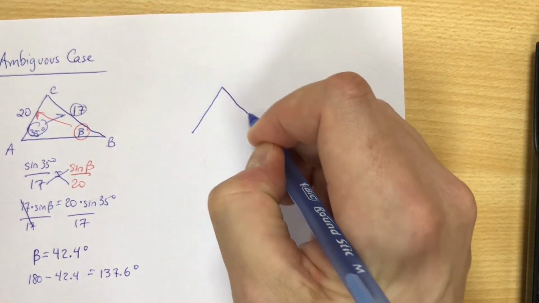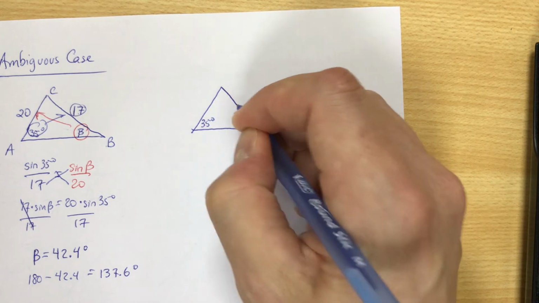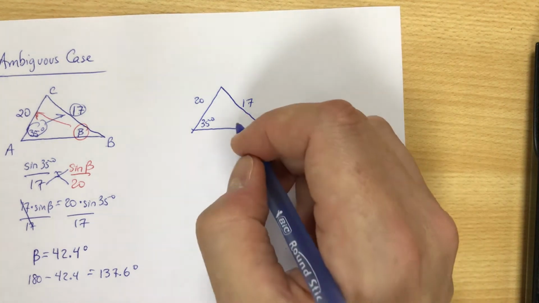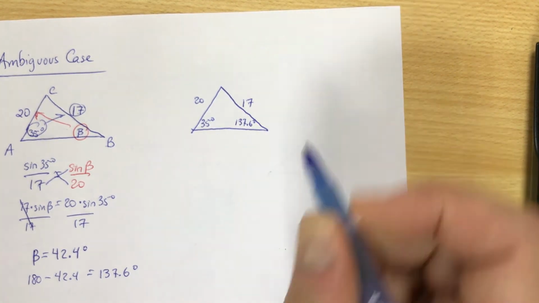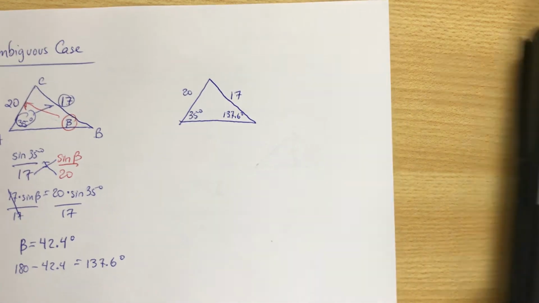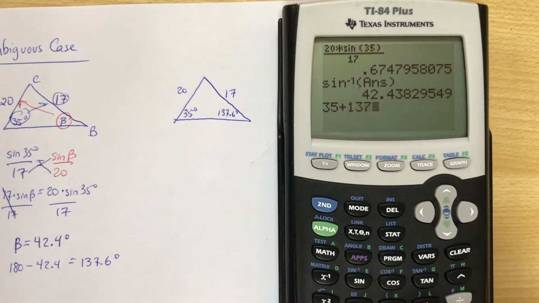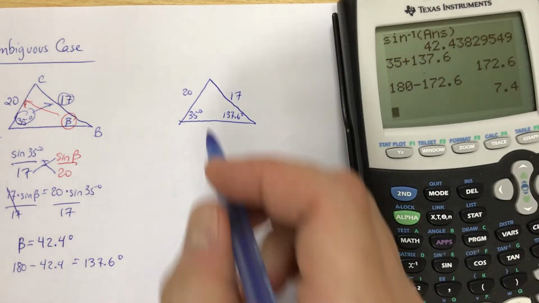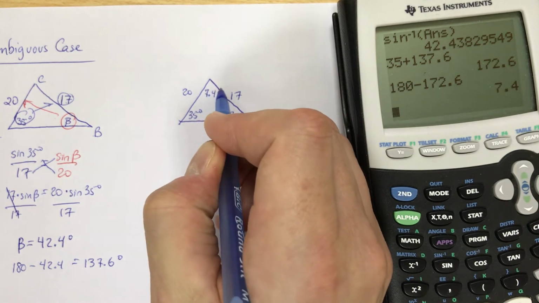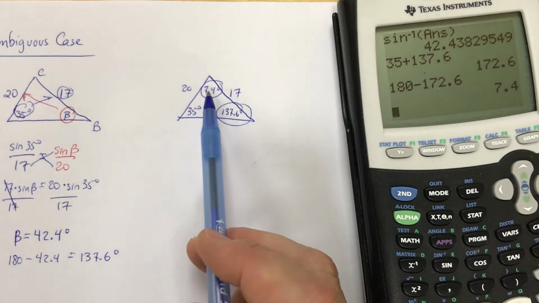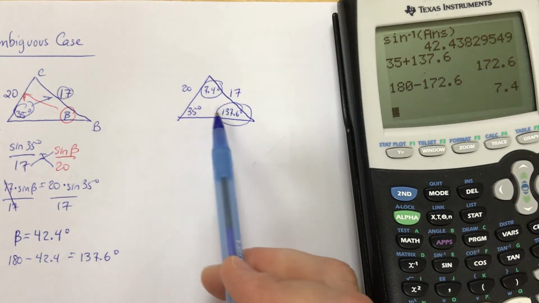Now, if I draw that, so again, we had 35 degrees, we had 17, we had 20. If I make this 137.6 degrees, does this add up? This is less than 180. So if I take 35 plus 137.6, I can subtract that from 180, and that would give us a third angle of 7.4 degrees. Now this is possible, this triangle, even though that's a very small angle, this works here.